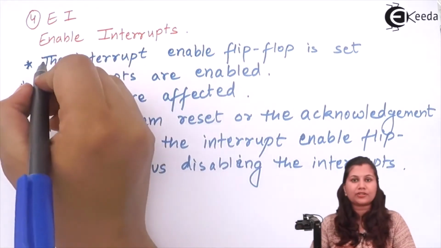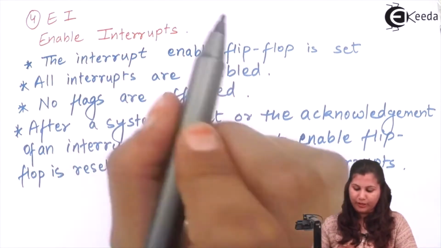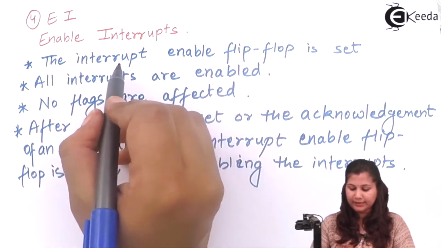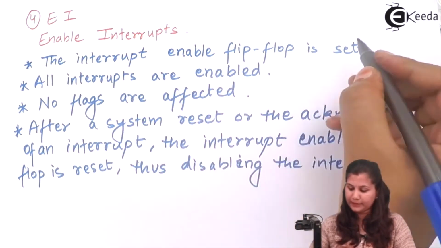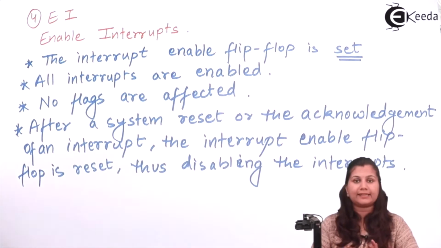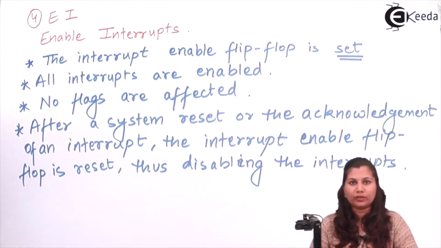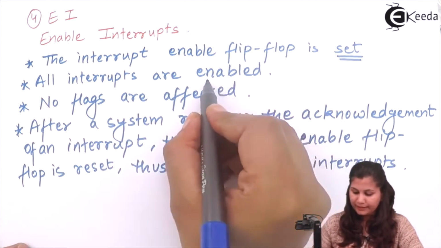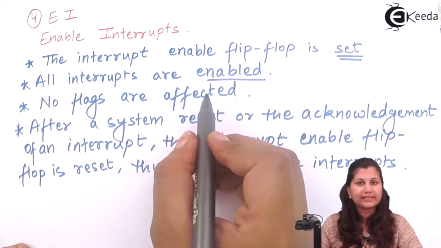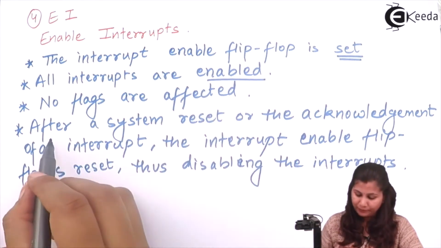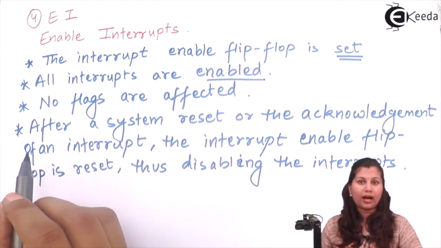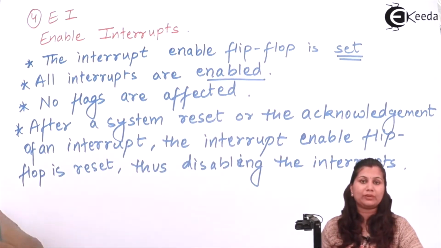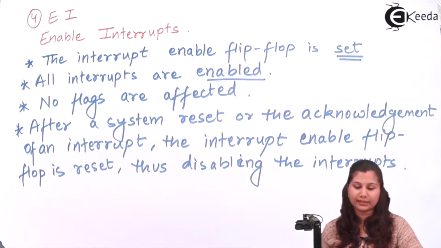So this instruction EI, that is enable interrupts, is enabling this interrupt enable flip-flop. It is set, that is, it is enabling all the interrupts. All the interrupts will be executed in the 8085. That means all interrupts are enabled and no flags are affected due to this instruction.